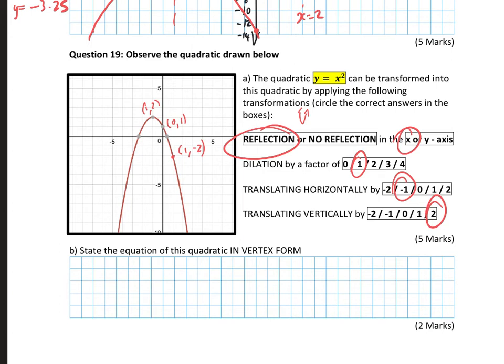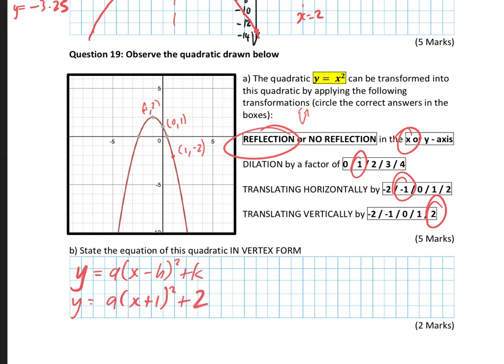State the equation of this quadratic in vertex form. Y is equal to, well, vertex form is going to be a(x take h) squared plus k. The vertex occurs at (h, k). The vertex is at (negative 1, 2). So it's going to be y is equal to a(x... sorry, that's negative 1. So negative 1 is going to be plus 1 squared plus 2.